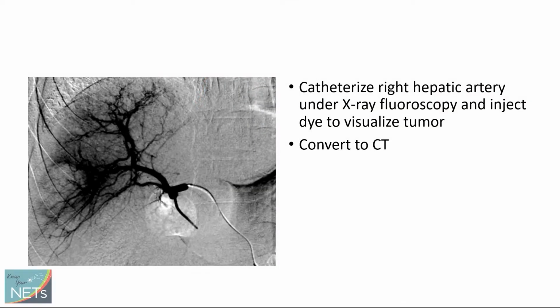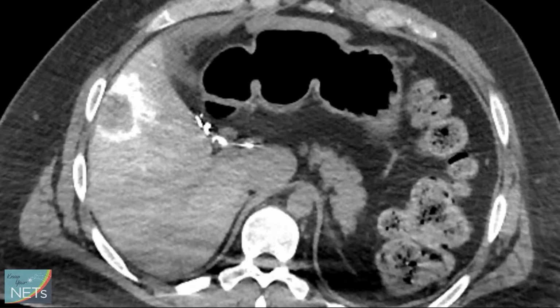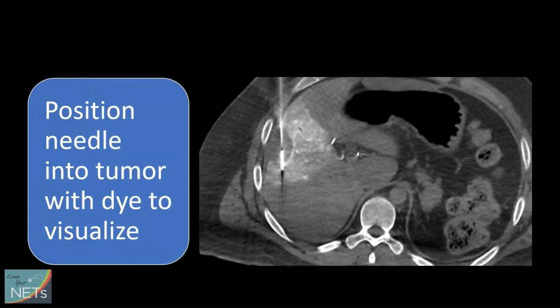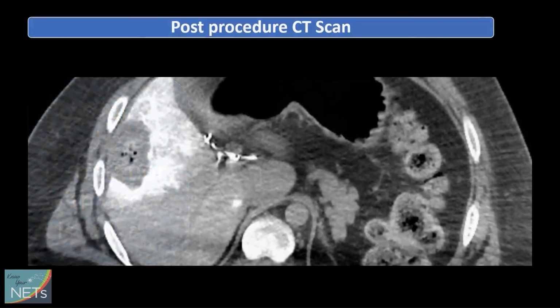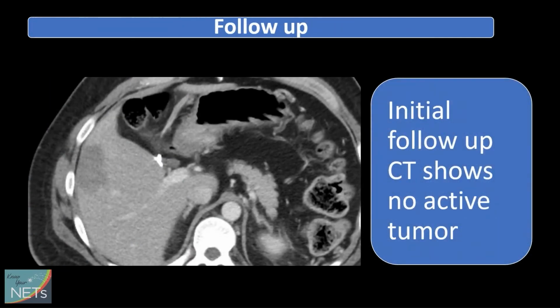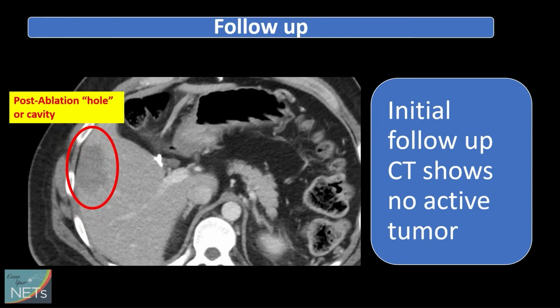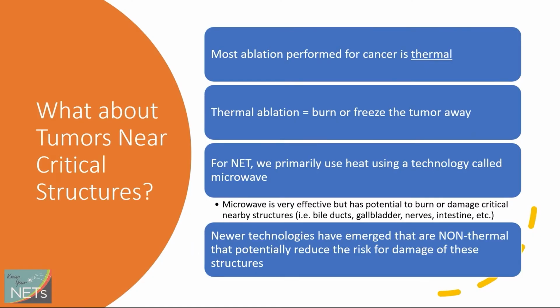So we catheterize the artery that feeds the tumor there, and we inject the dye to visualize it. Because we can do this all in the same room, we can actually now put the patient in the CT scanner again, and you can see the tumor is very easily seen. You don't need the arrow anymore to sort of visualize it. So again, now we can position the needle into the tumor with the dye to visualize it, and we can burn it away. And you can see here now we have a dead sort of cavity. And here's the initial CT afterwards that showed no active tumor. So now I sort of almost routinely do this for most of my ablations for my patients.